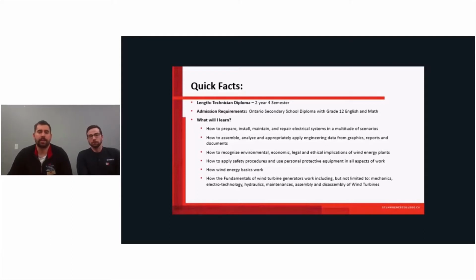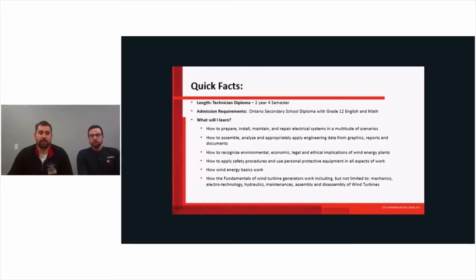Look for the 1 year. You do need to have a high school secondary diploma, English grade 12 college level, and math and English high school grade 12 is what you're going to need for enrollment. You can get your grade 12 math through other pathways if you don't have that currently.